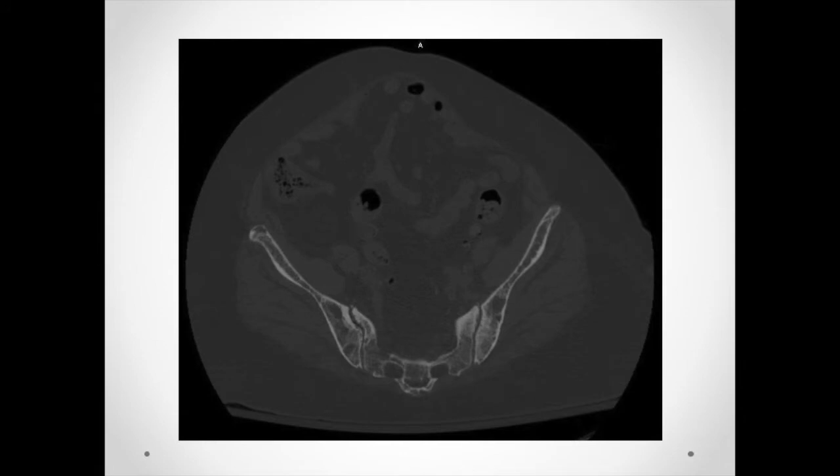On CT scan, you'll see something very similar to the X-ray, where you have these discrete areas of punched out bone where the trabeculae and the intramedullary contents are gone. You may see endosteal scalloping or complete cortical erosion as it grows and continues to encroach on the cortex.